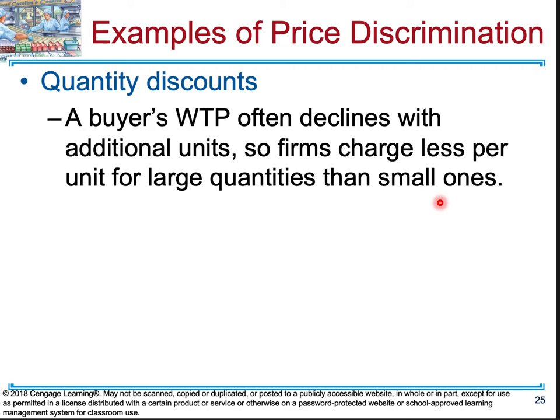Okay, quantity discounts. Another way to do this is when you buy in bulk. Buyer willingness to pay often declines with additional units, so firms charge less per unit for large quantities than for small ones. The example I always talk about is Costco. When you go to Costco, you buy in bulk, but the way they make up for this lower price is their membership. When you pay a membership, this is a way to counteract and capture more profit.